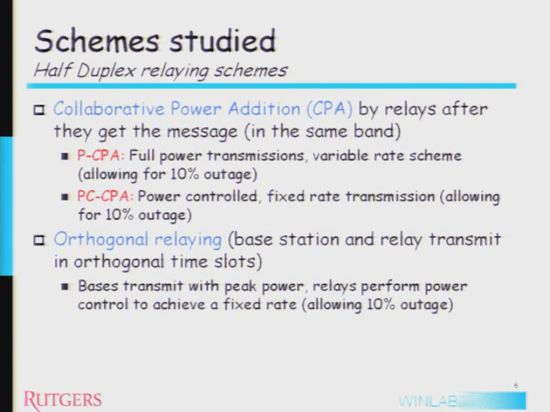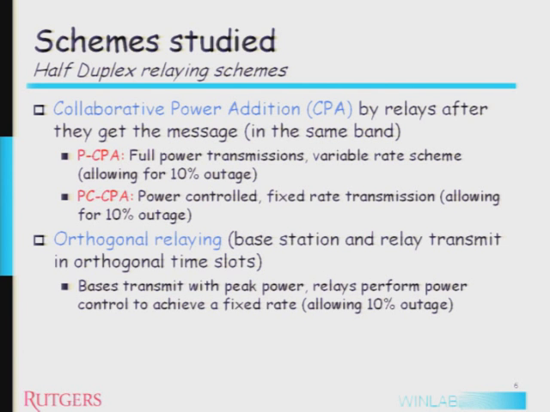We studied two schemes broadly. One is a collaborative power addition scheme, where the relays get the message in band and transmit to the users. In that we study two subcases. One is PCPA, which is peak power transmission with collaborative power addition, where we have full power transmissions, and because of the various locations of users and their shadowing, they get variable rates, and we allow for 10% outage. I'll explain more about outage later. The other is PCCPA, a power control scheme where we have a target rate and do power control to achieve that target rate, again allowing for 10% outage. We also study a very simple scheme to see how it compares with the collaborative power addition scheme, which is a little more complicated.